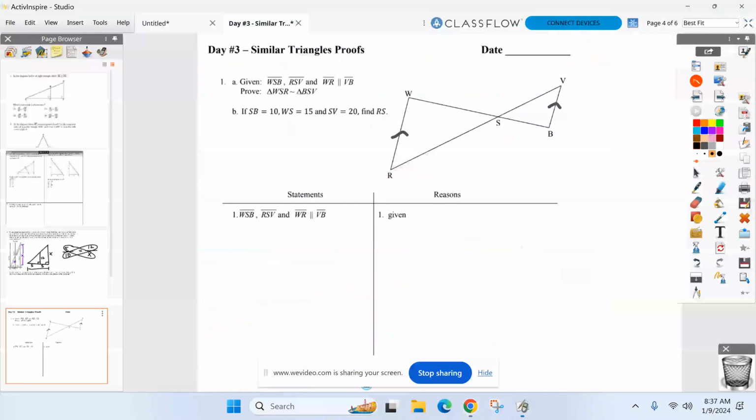Tess? Angle WSR is congruent to angle VSB. Yep. WSR congruent to angle VSB.